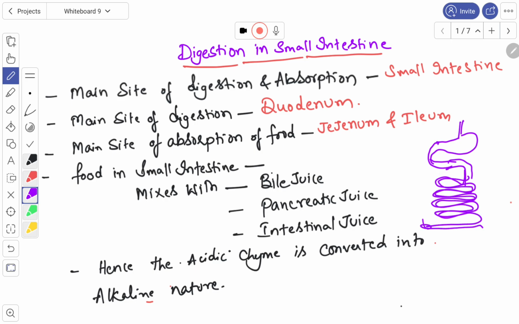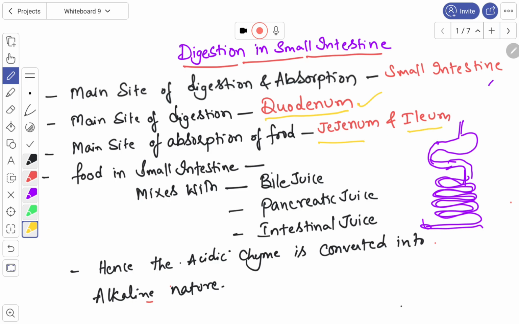The main site of digestion and absorption is the small intestine. The main site of digestion is the duodenum. So very important, this is one question. The main site of digestion is the duodenum. Then the main site of absorption of food is the jejunum and ileum.